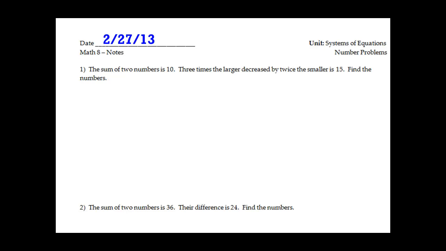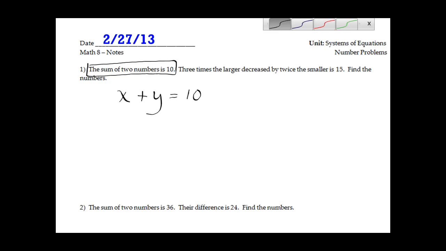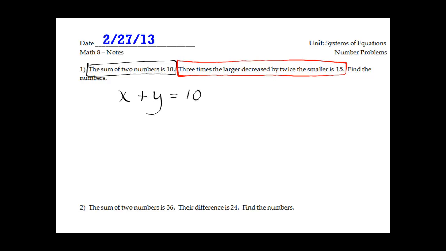We're going to stop at that sentence and create an equation. The sum of two numbers is 10. Well, that's simple enough. I know I'm going to be using two variables, and I know that their sum is 10. Continuing reading, we have 3 times the larger decreased by twice the smaller is 15.